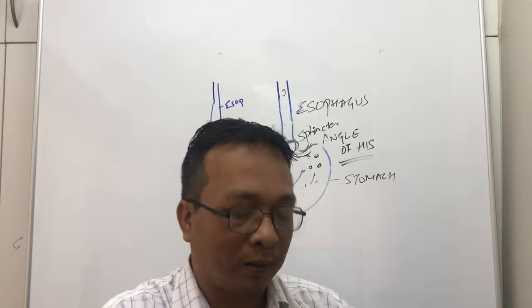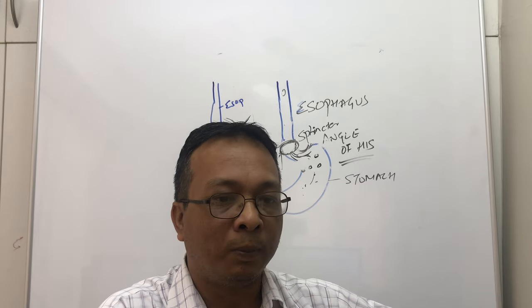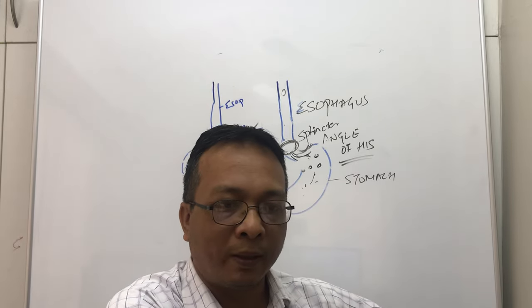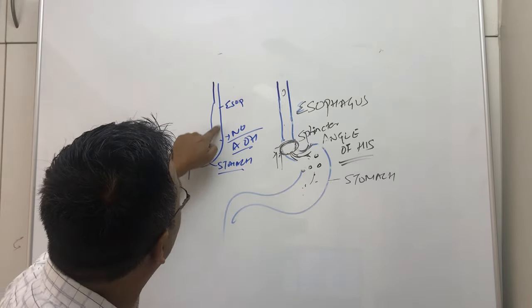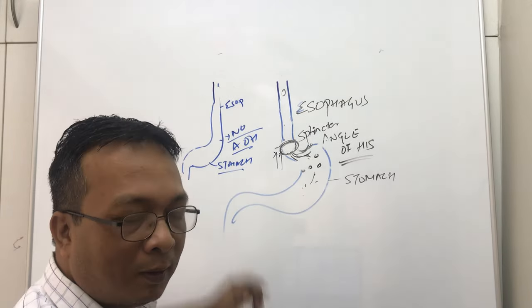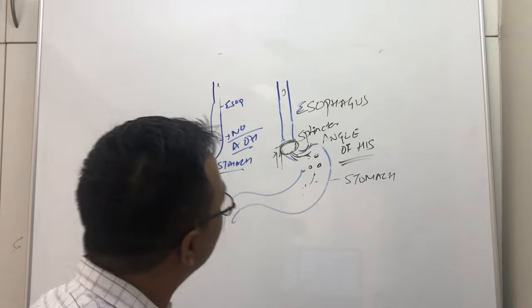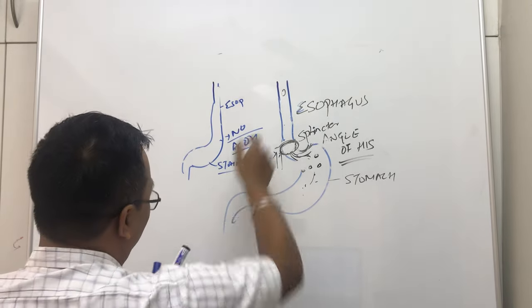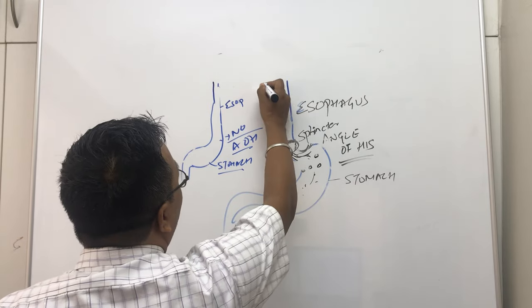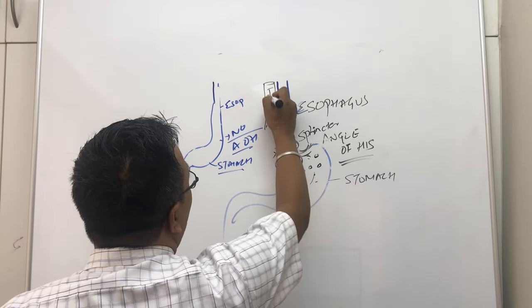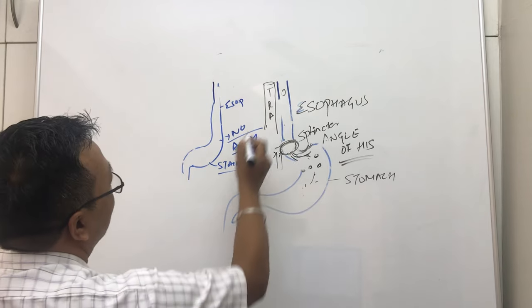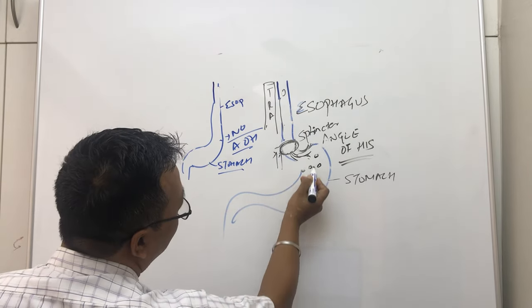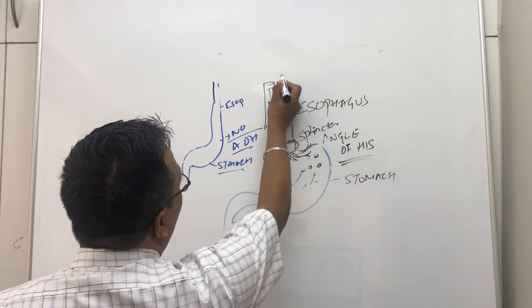But if you feed the child a full breast milk and immediately put them in the bed, what will happen? All this milk will come out. The problem is also that there are two things in the baby. This is the esophagus, and in the front there is an air pipe, called the trachea. These food particles can also go there.